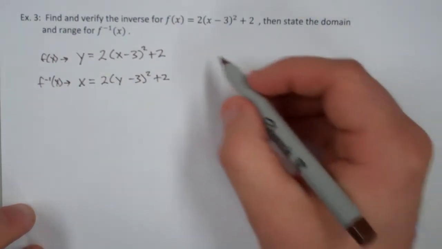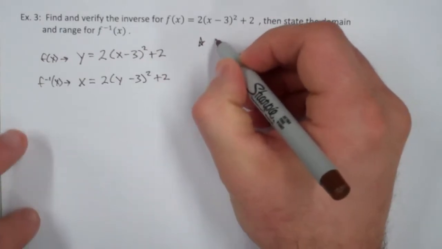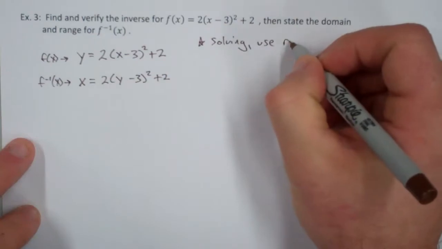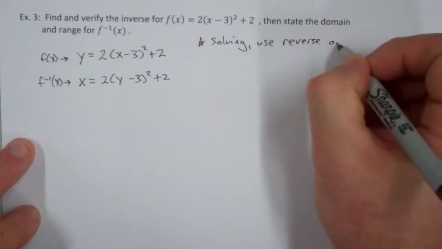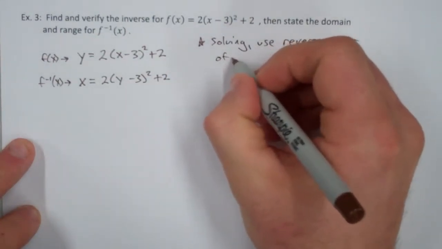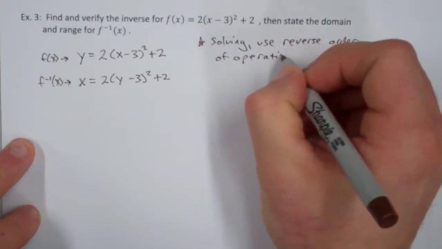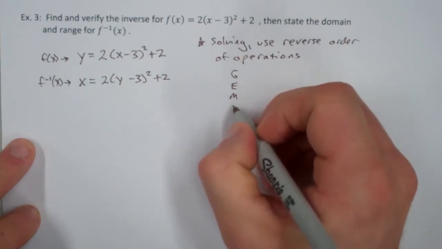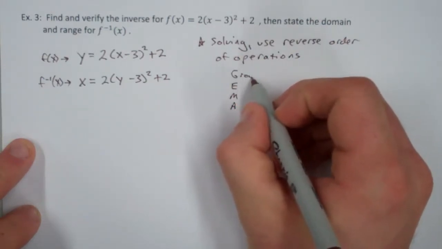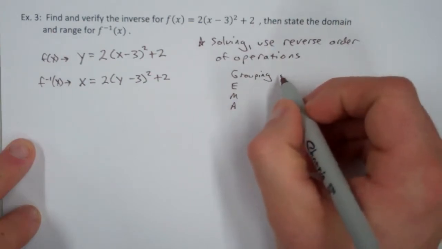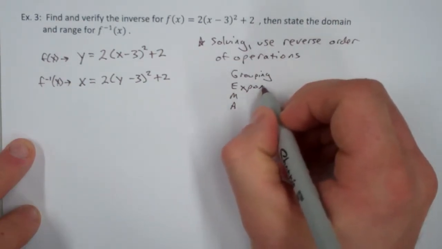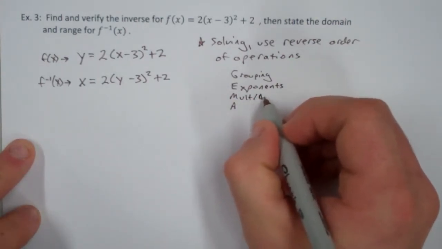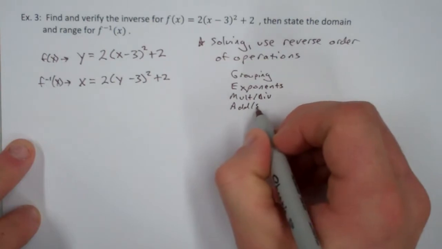When we're solving, we want to use reverse order of operations. I like to state the order of operations with GEMA. You can use PEMDAS if you'd like. For me, the G is grouping symbols. The E is going to be exponents, and that'll include square roots. And then we'll do multiplication, division, and all in one line, and we'll do addition, subtraction.